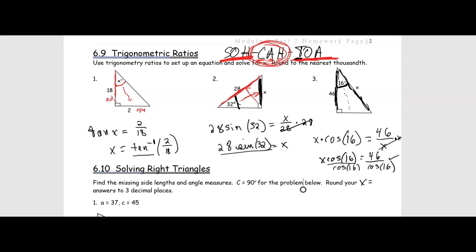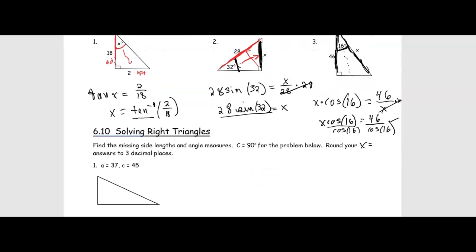All right, so again, throw this into your calculator. I don't have mine on me right now, but at this point, it's just plugging in some numbers into the calculator. Take 46, divide it by the cosine of 16, and then that should give you your answer. Okay?